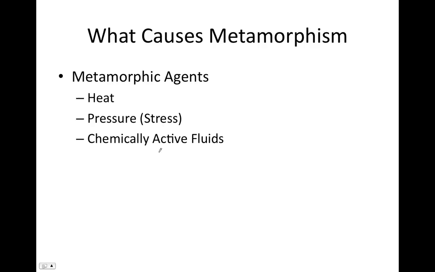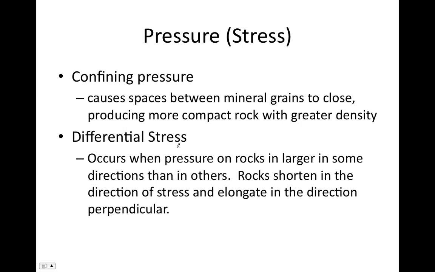So what causes metamorphism? Well, a metamorphic agent is a process or phenomenon that alters a pre-existing rock and causes it to undergo metamorphism. And metamorphic agents include heat, pressure, also known as stress, and chemically active fluids. So we will start with pressure.